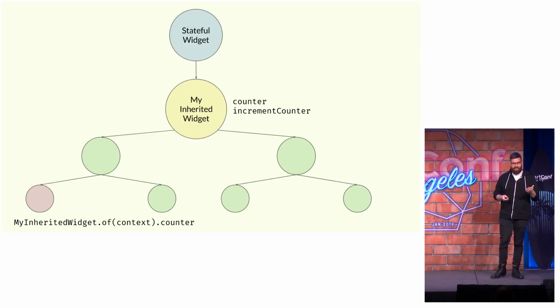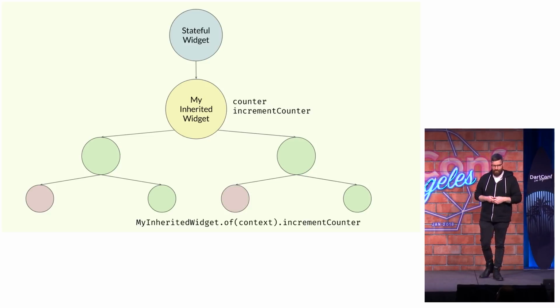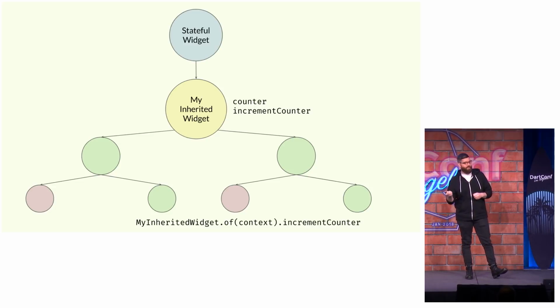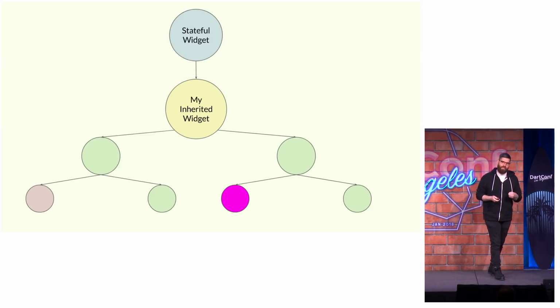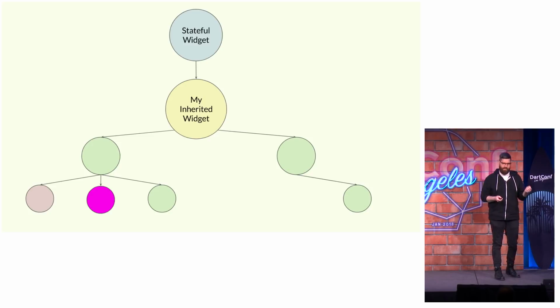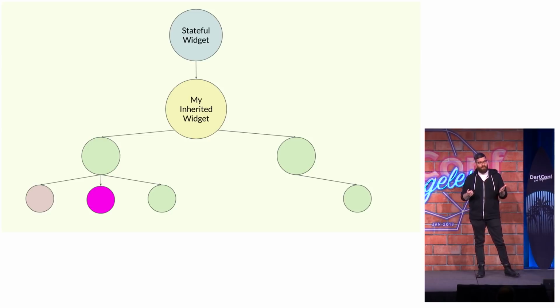Now if we want that data down our widget tree, we can just say, my inherited widget of context, give me the counter. On the other side, we can say, my inherited widget of context, give me the increment counter method. And this makes it really easy. So if we try that challenge again, let's say we want to move the button this time from this part of the tree to this part of the tree. So we're just moving it. Now, this time it's really easy.